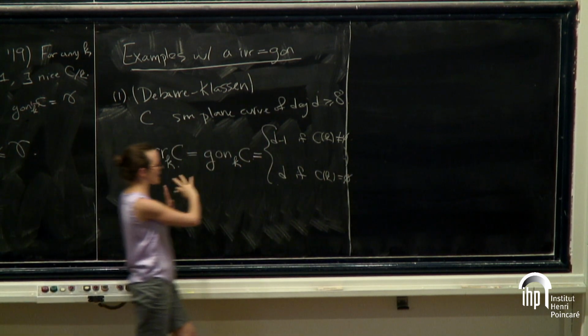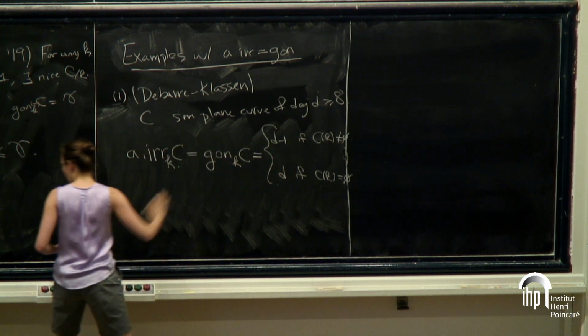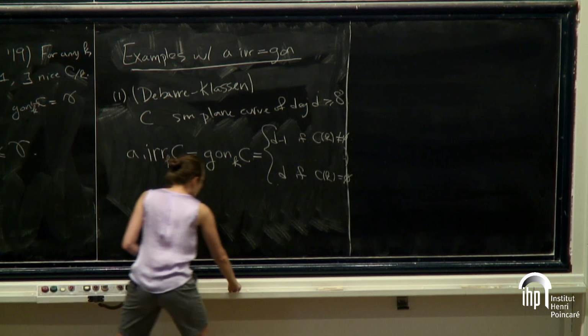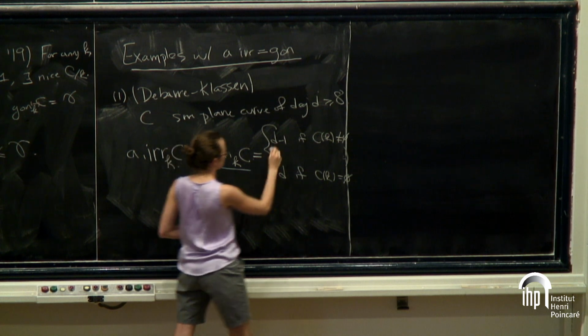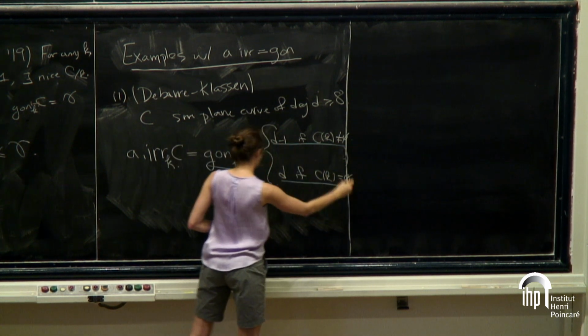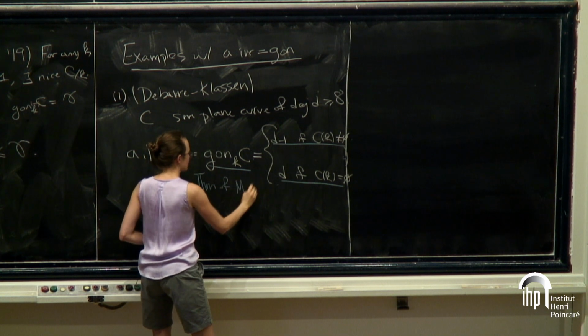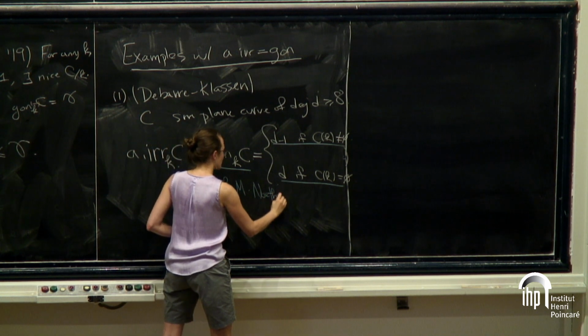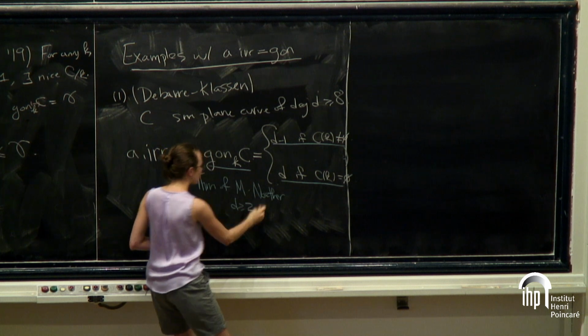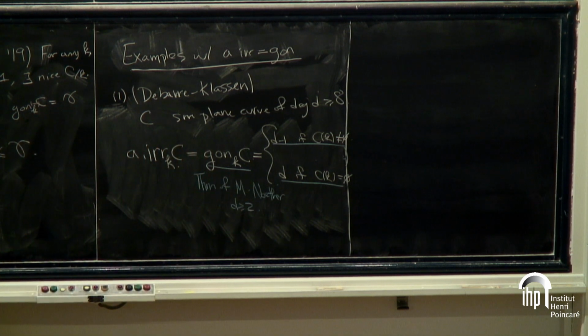And this last part about the gonality was not independently proved by them. This is a classical theorem. So this is a theorem of Max Noether, which holds for all d at least 2. And this should look familiar, because it's exactly the case that I did up there for genus 0.